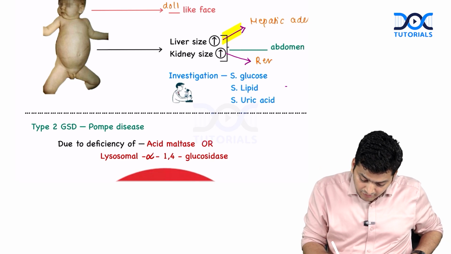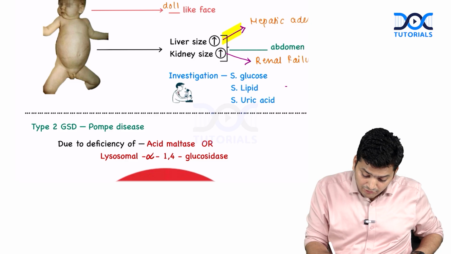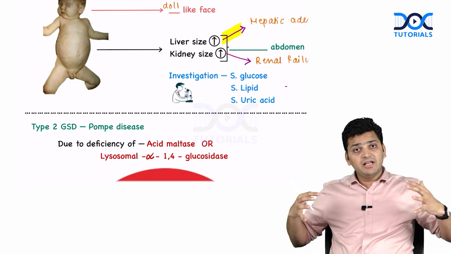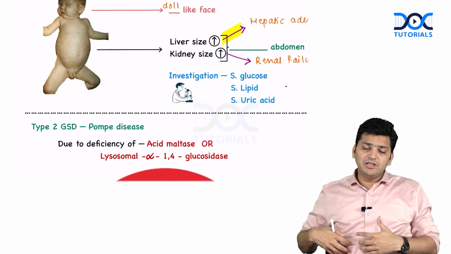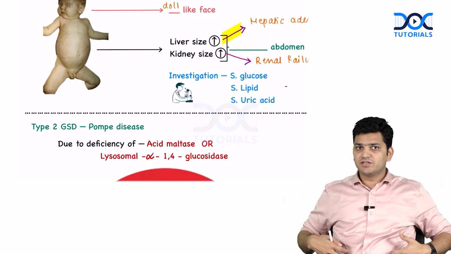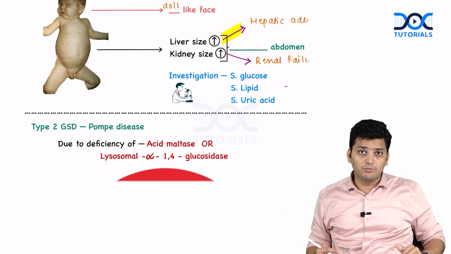Because of the lipid deposition in the kidney, the patient can have renal failure also. And because the liver and kidney are becoming bigger and bigger, the abdomen is big. In an adult, even if we have hepatomegaly, it is not very visible from outside. You need to palpate and then see whether the hepatomegaly is there or not.